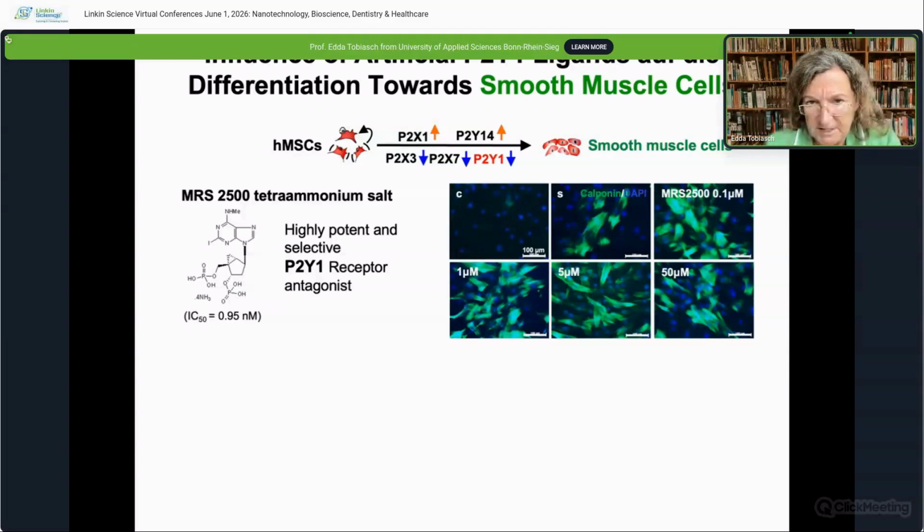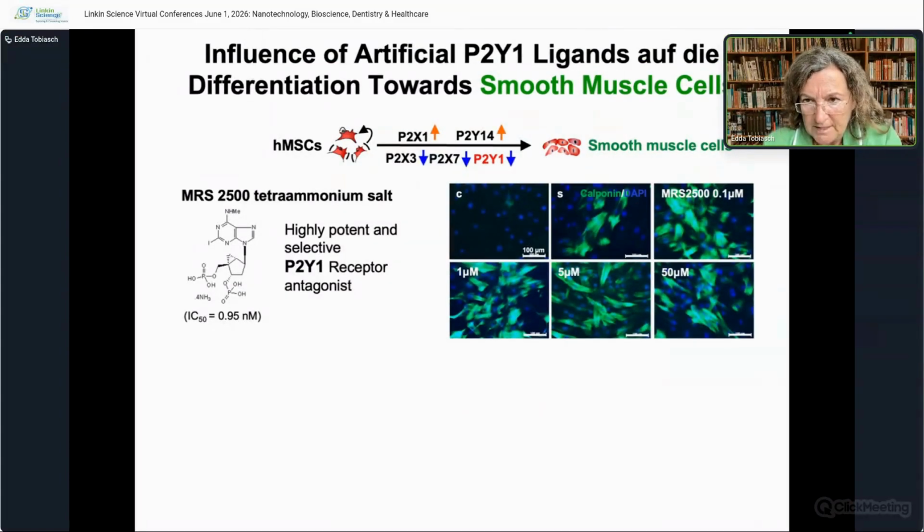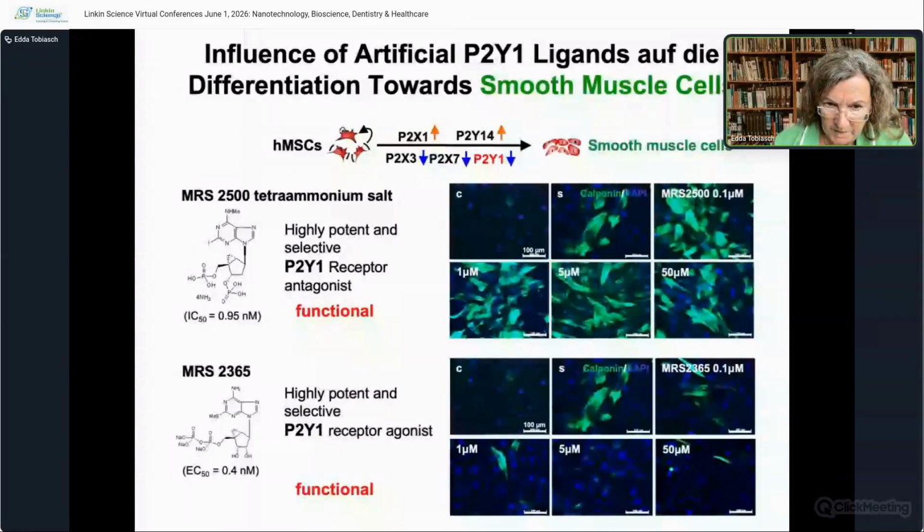C, once again, is a negative control. S is a positive control with a staining for calponin. Here we showed that different amounts of that specific antagonist enhance the staining for calponin and therefore the differentiation towards smooth muscle cells. So this is clearly functional. We did the same actually with the agonist. Therefore, of course, we expected to lose the staining for calponin, and you can see that here on the left bottom.